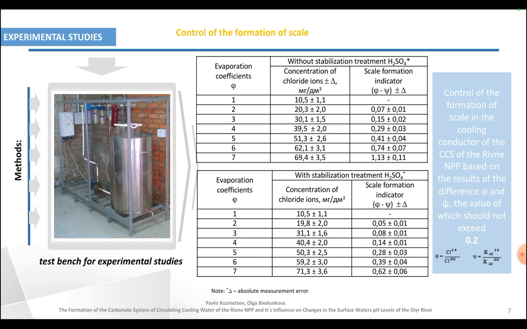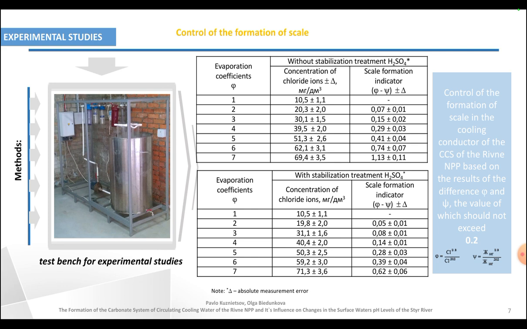Coefficient phi, which is calculated by chloride, and psi, which is calculated by total hardness, characterize the process of scale formation in CCS. The value of the difference of the coefficients should not exceed 0.2.